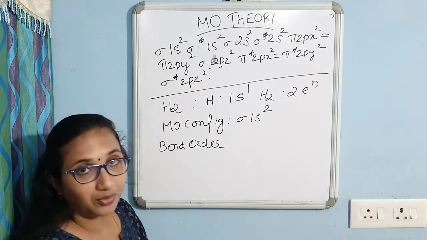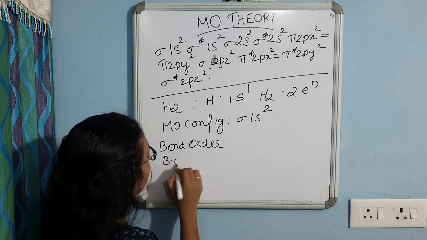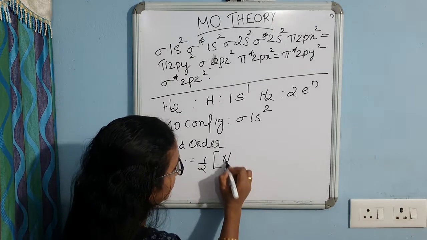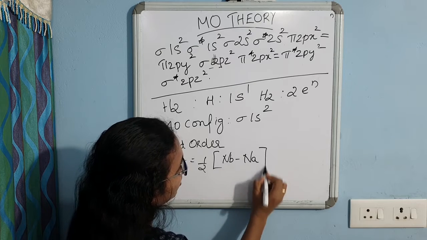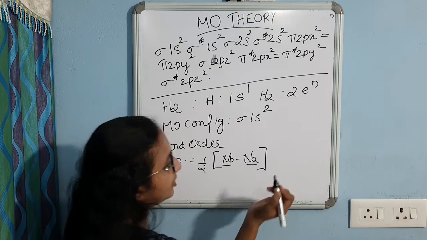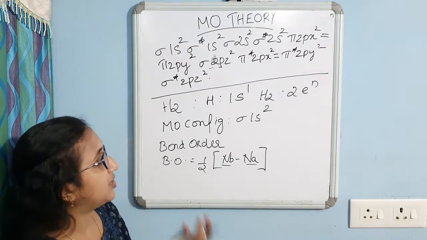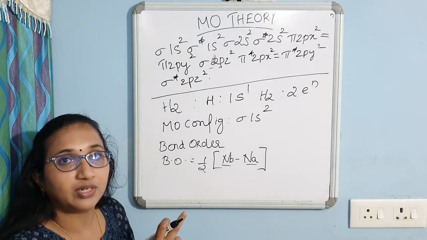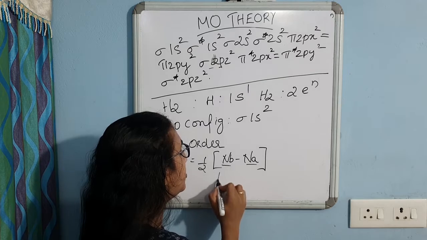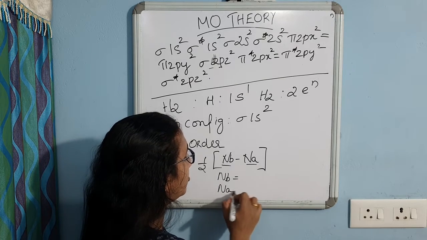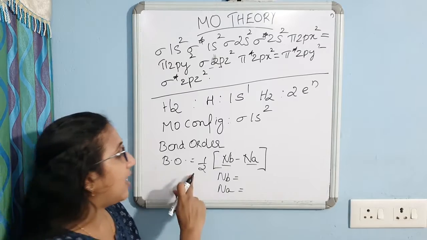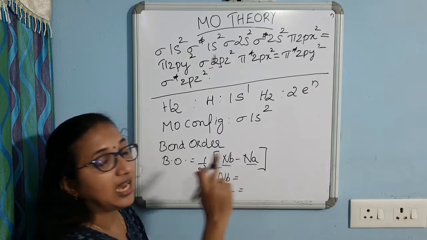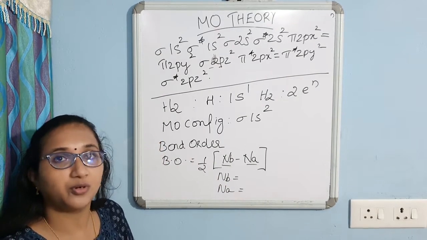That is called bond order, and it can be calculated by the equation: bond order is equal to half the difference between the number of electrons in bonding molecular orbitals and that in the antibonding molecular orbitals. First of all, we have to write the MO configuration of the molecule. From the MO configuration, you write down how many electrons are in bonding orbitals and how many in antibonding orbitals. Half the difference between them gives you the bond order.